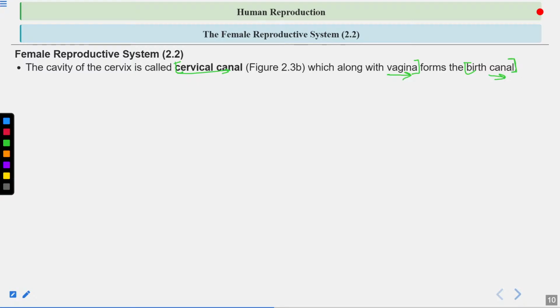Now you can see here how the sperms enter into the female genital tract during the process of insemination. Insemination is the transfer of sperms into the female genital tract. The sperm will enter into the vagina, then travel through the cervix, and finally reach the fallopian tube. They will reach the ampullary region of the fallopian tube, where fertilization will occur if the egg is already present there.